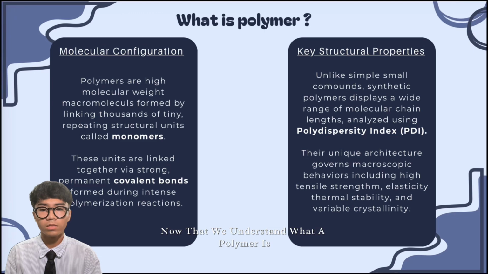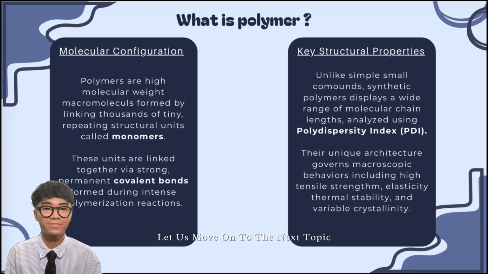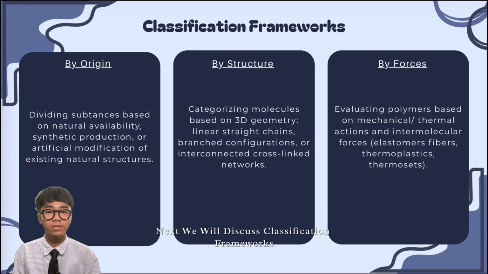Now that we understand what a polymer is, let us move on to the next topic. Next, we will discuss classification frameworks. Classification is important because polymers exist in many forms and have different structures, characteristics, and properties. Since polymers are broad materials with various behaviors, scientists and engineers classify them into several categories so they can be studied and understood more effectively.